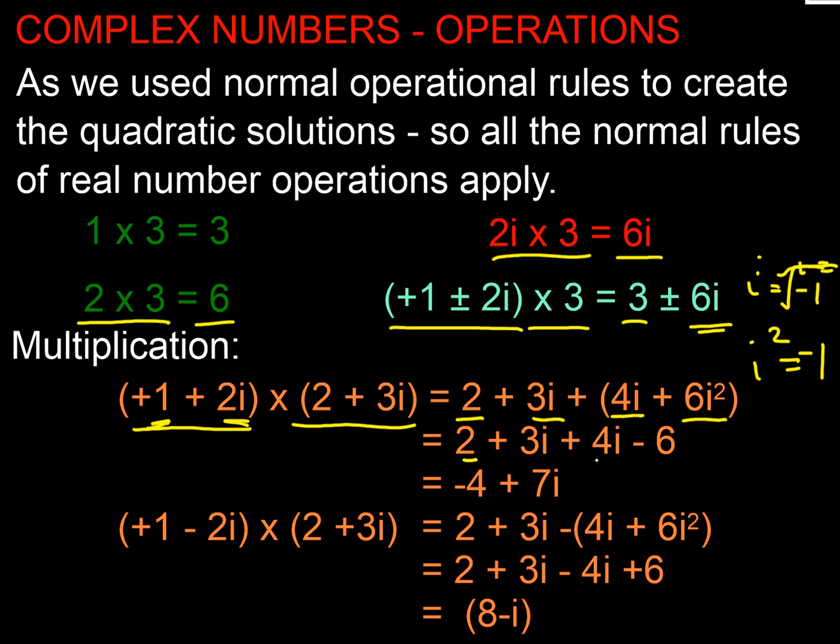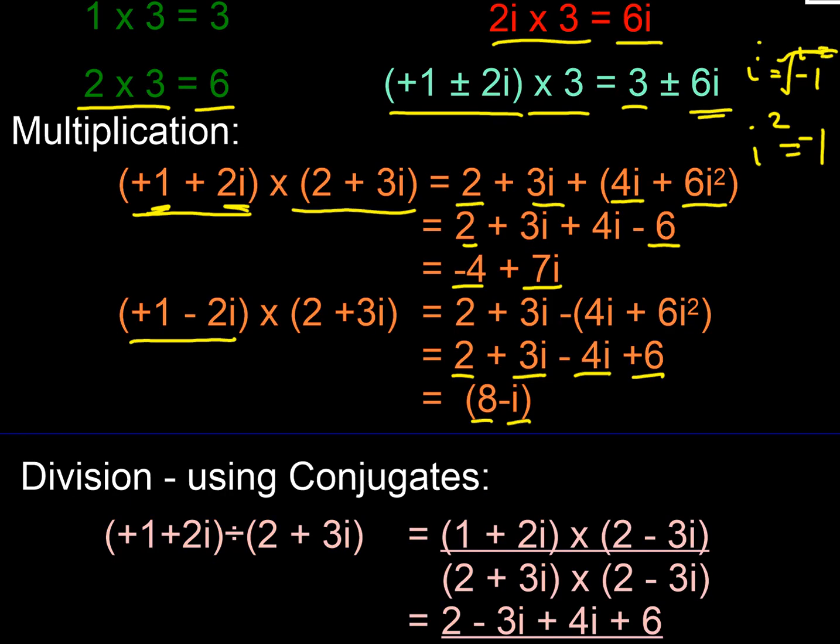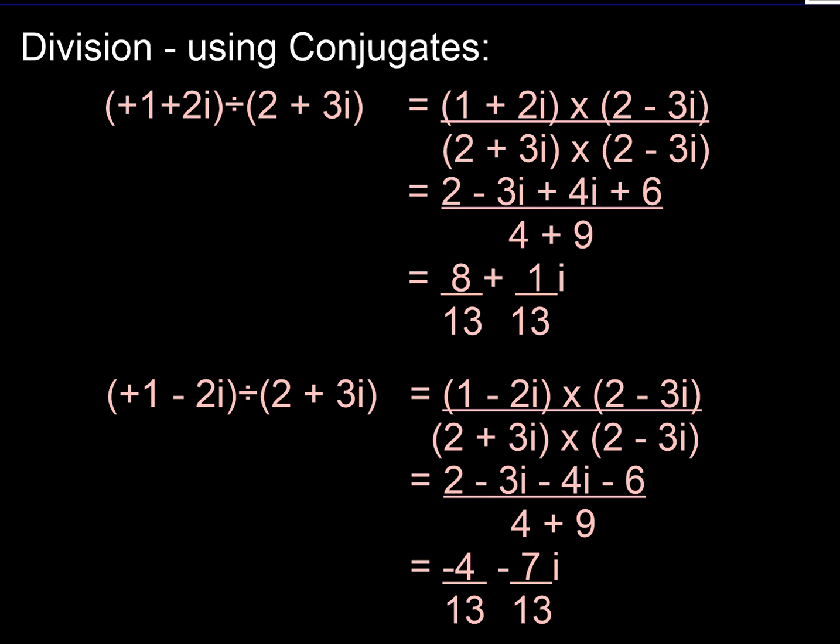So now I've got two real parts here, like 2 minus 6, which gives us minus 4, and a 3i and another 4i gives us 7i. And if we were looking at the conjugate pair, the 1 minus 2i, we did the same process. We get 2 plus 6 gives us 8, and 3i minus 4i gives us just minus 1i. So that all works normally.